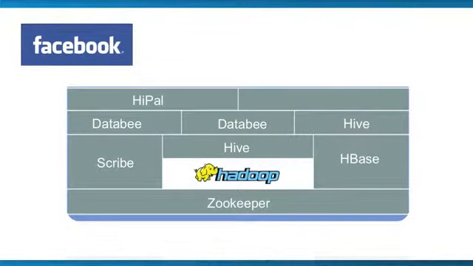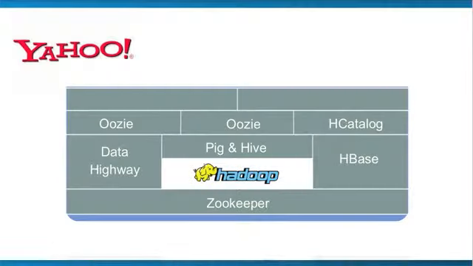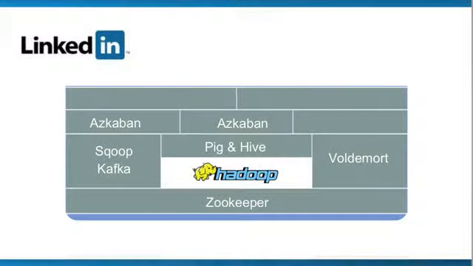So we see this pattern repeated. It's repeated at Facebook using Hadoop as a core. Then they have Scribe as their ingestion system. They have HBase, their columnar store, and Hive, which is their high-level language. Things like DataBee, HivePal, and Zookeeper. Same at Yahoo. The same at LinkedIn.